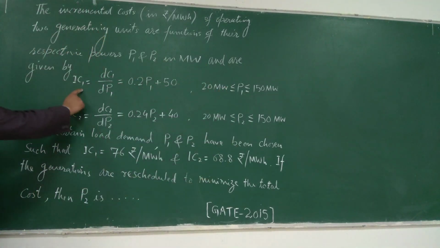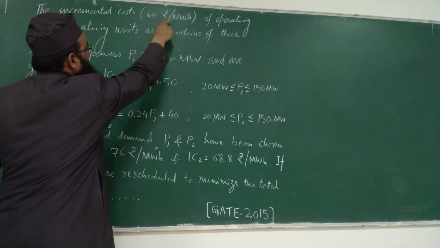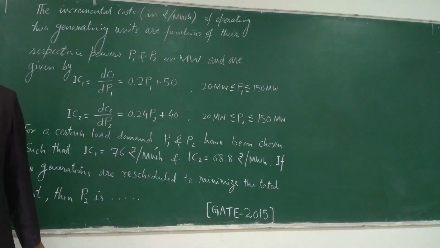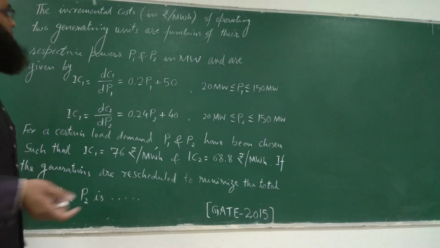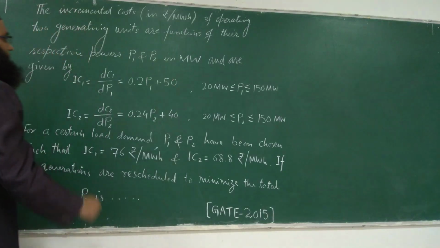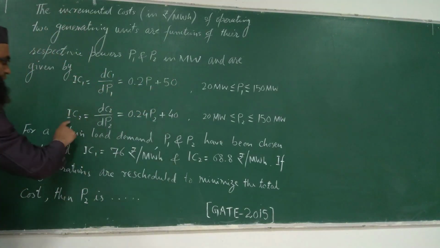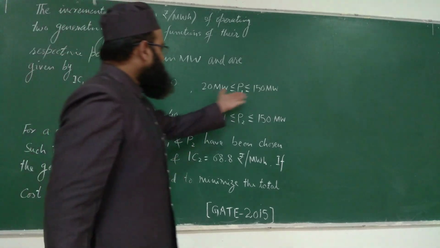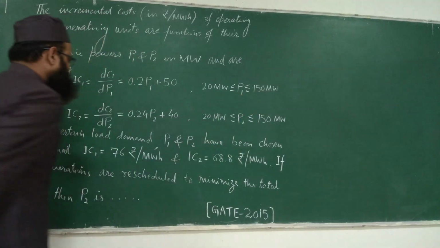So these are incremental fuel costs. From the unit itself, we can observe that this is rupees per megawatt hour. If it were in rupees per hour, that would be operating cost. So the incremental fuel cost of generator 1 is this and generator 2 is this. See the limits. Both the units have the same limits.